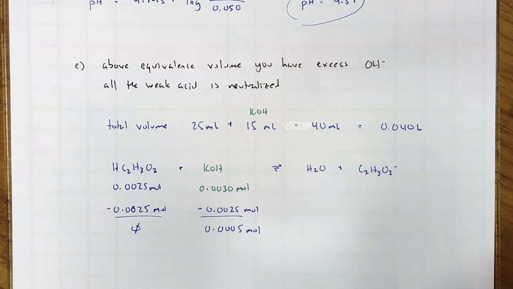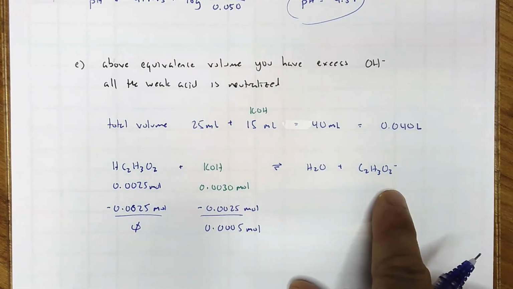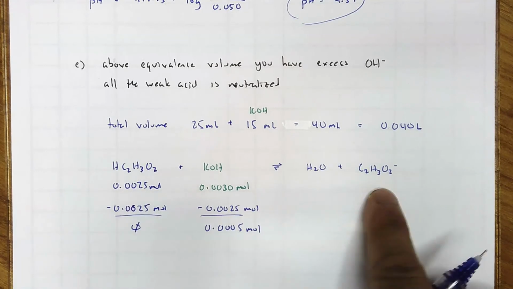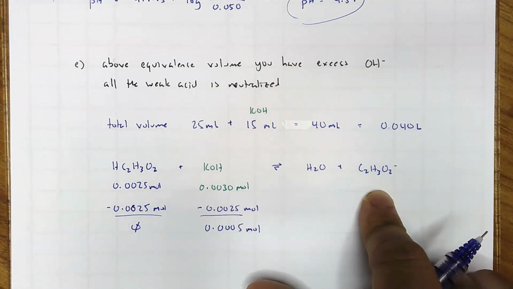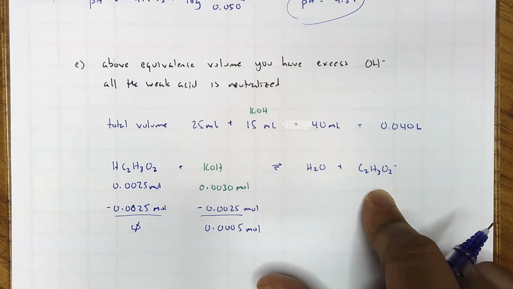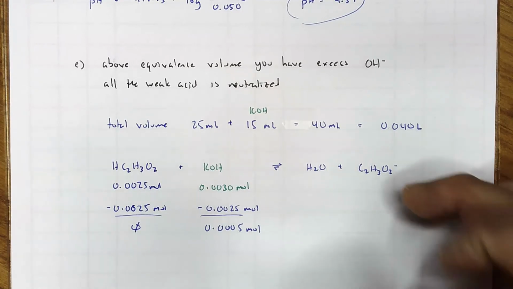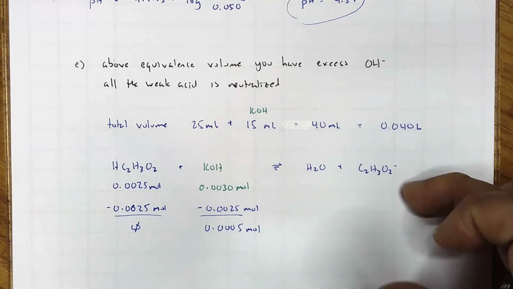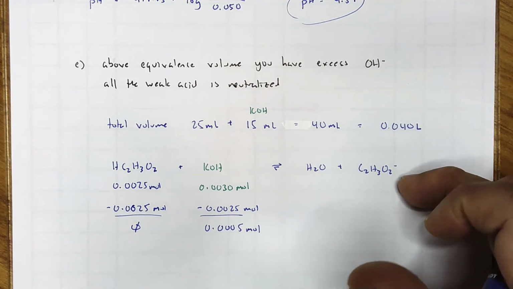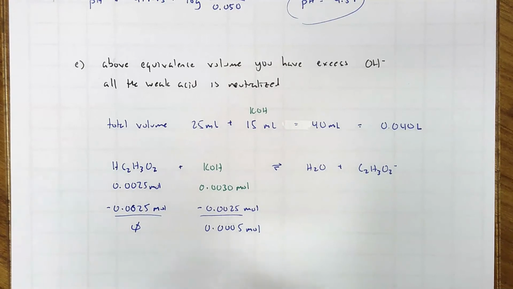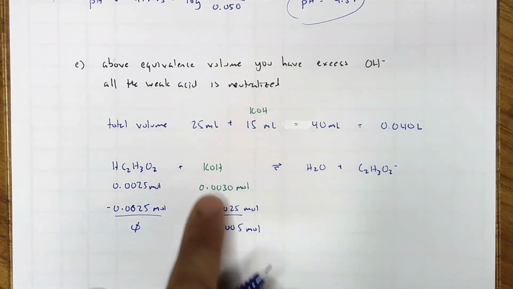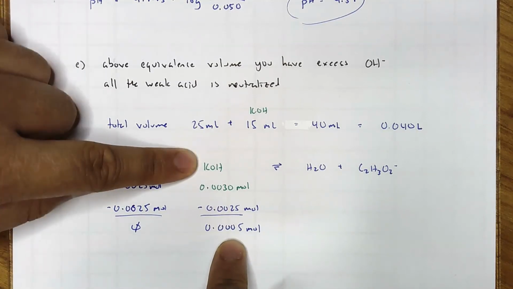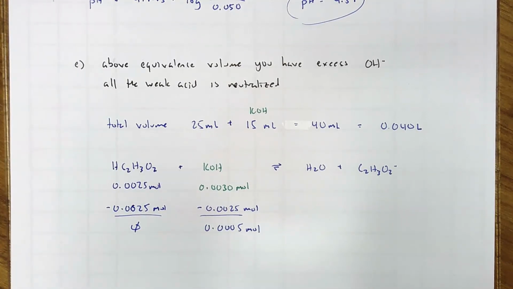Now you might say, shouldn't we be concerned about this? Like, aren't we converting all of this to the conjugate base? And doesn't the conjugate base make the solution basic? The amount of conjugate base, or I should say the amount of hydroxide ion that the conjugate base can produce, is going to be so insignificant compared to the amount of OH minus that we're getting directly from the KOH. So we are just using this amount to figure out the POH.